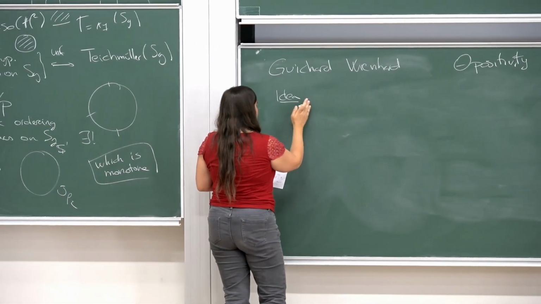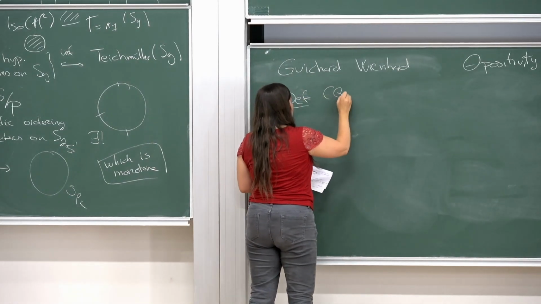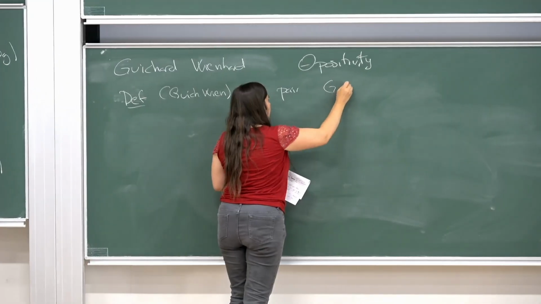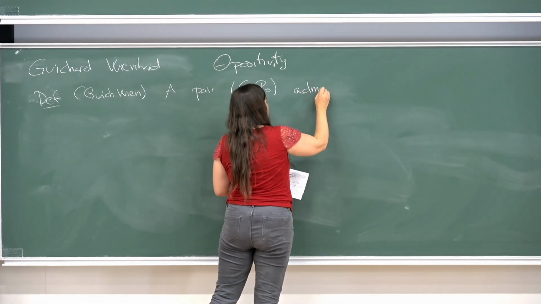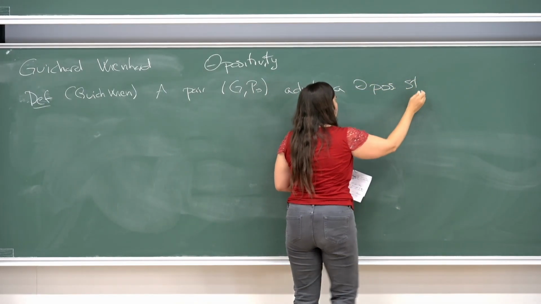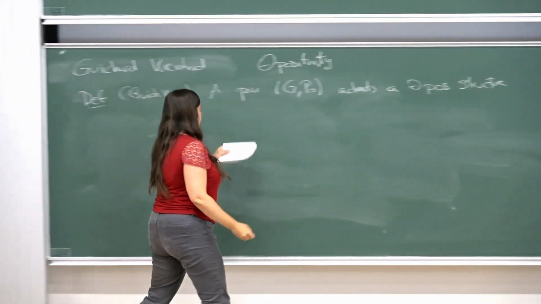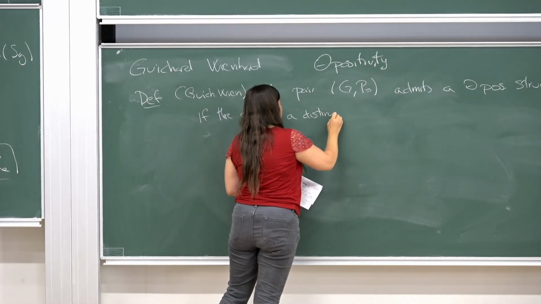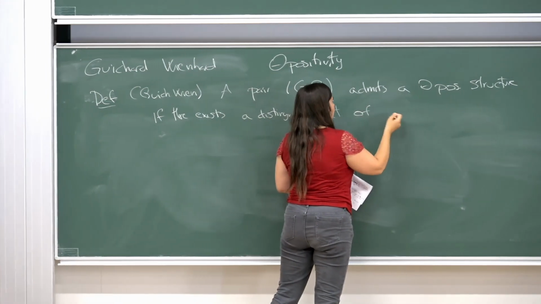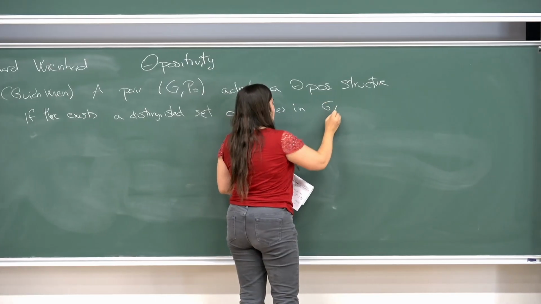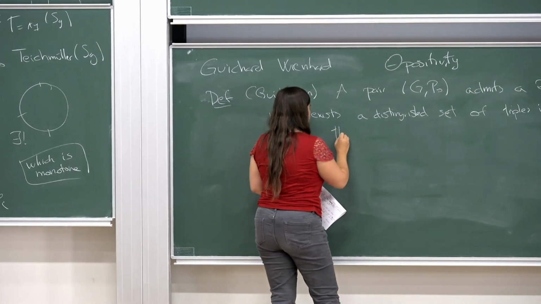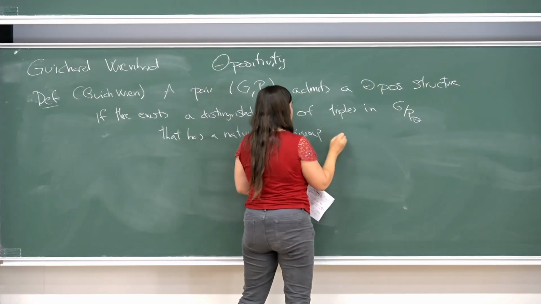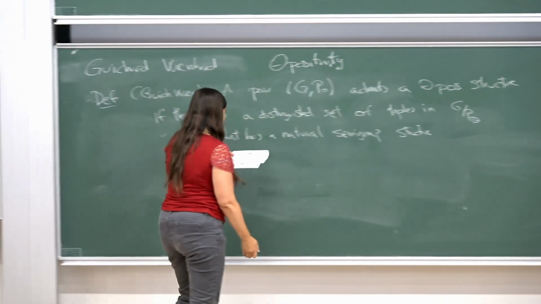So in general, definition: we say that the pair G, theta admits a theta positive structure if there exists a distinguished set of transverse triples in G mod P theta that has a semigroup structure. And you should think of this as a partial cyclic ordering.